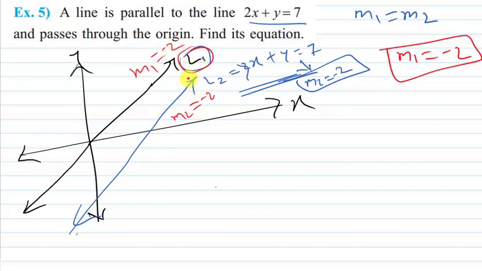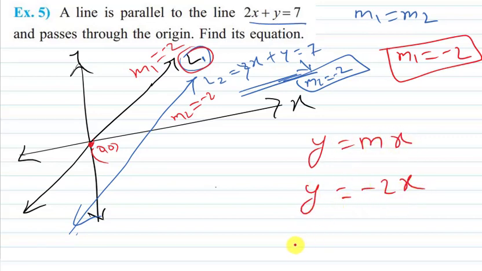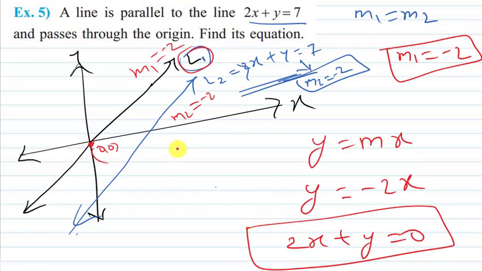And as line 1 is passing through the origin, its general form will be y equals mx. Just put the value of the slope, minus 2x. Take it to the left hand side. What I will get is 2x plus y equals 0. So this is the equation of the line which is parallel to this and passing through the origin. Right? Have a note.